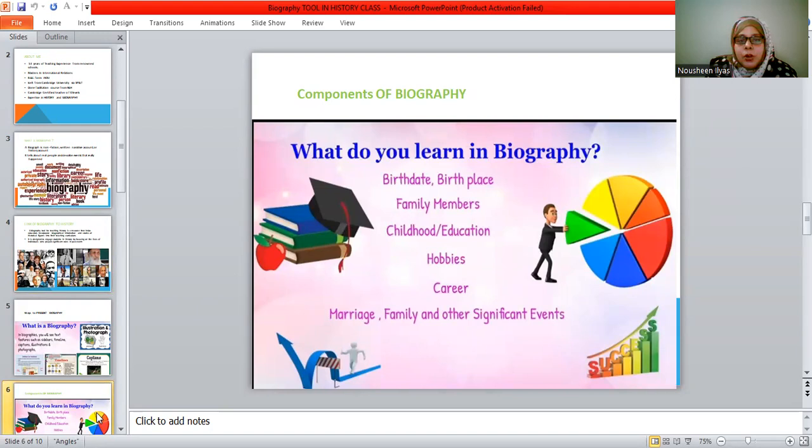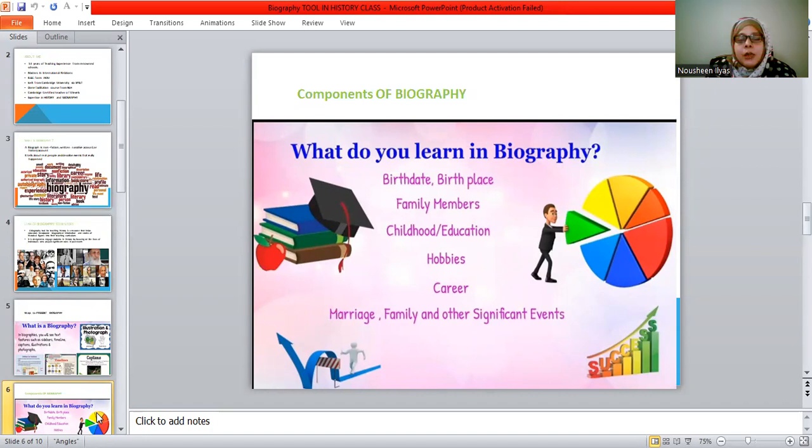The most important things are, there are so many things we can add, but the most important are birth date, birthplace, family members, childhood, education, hobbies, career, marriage, family, and other significant events. So in a biography, you can add different points.